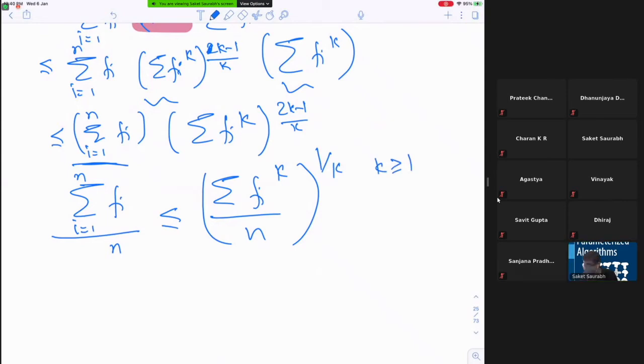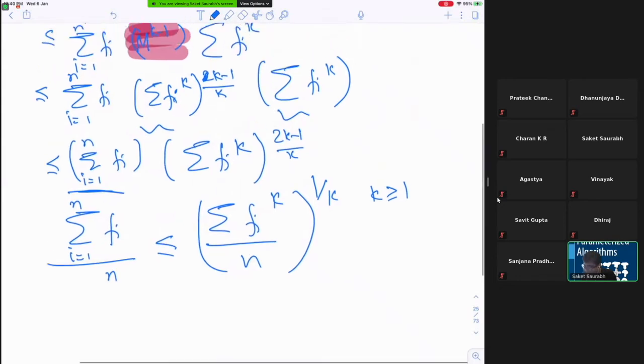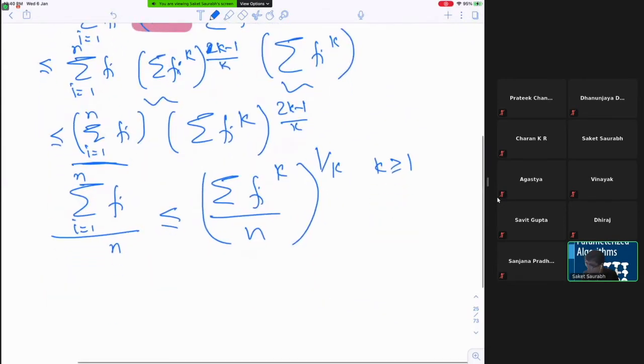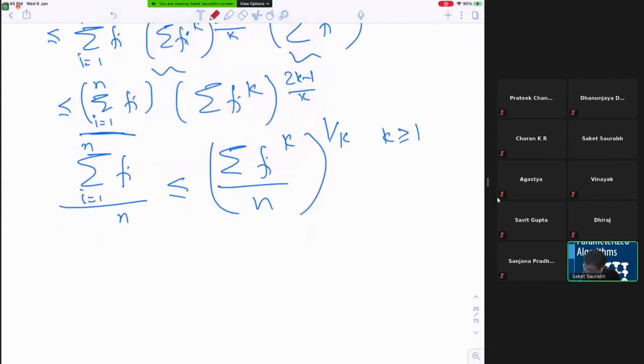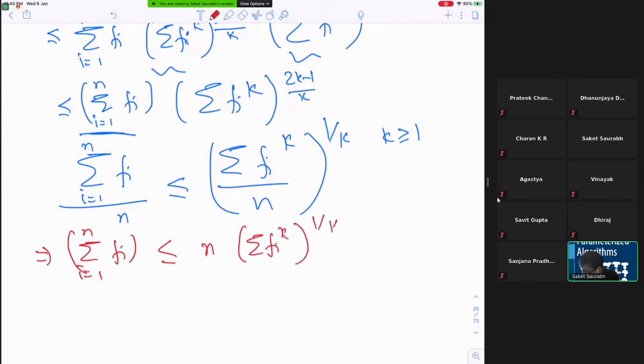Okay, then what is summation fi? If I use this inequality, what can I write for summation fi in terms of k? This is where we use it, right? So now I can write summation i equal to 1 to n fi is less than or equal to n into 1 minus 1 by k, which is equal to n to the power 1 minus 1 by k summation fi to the power k. Agreed?